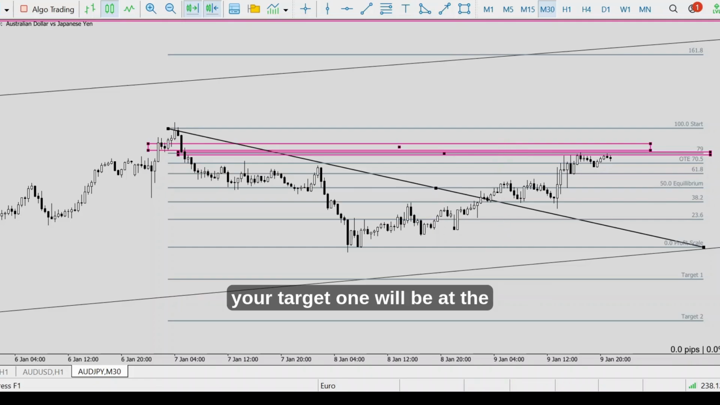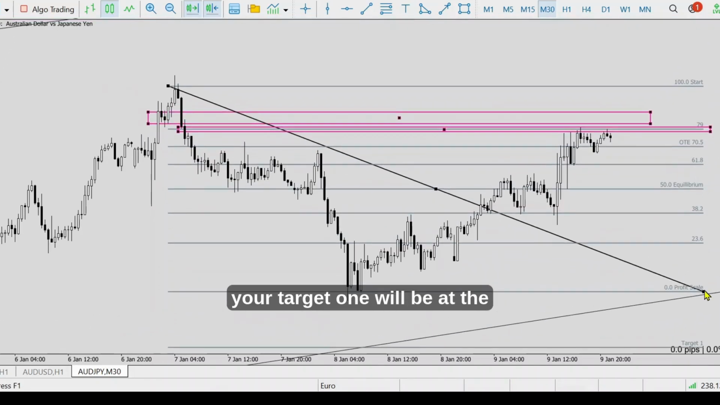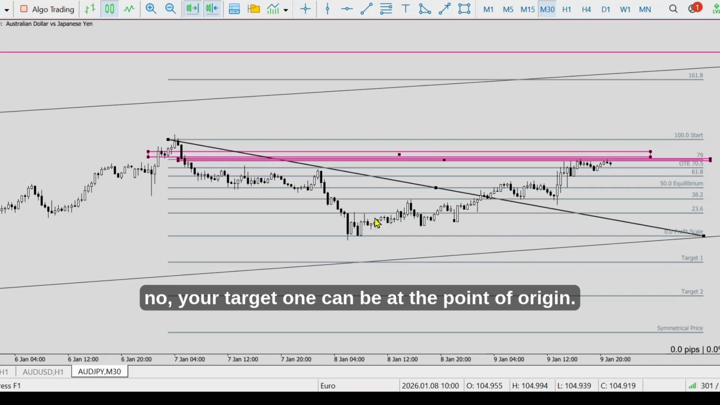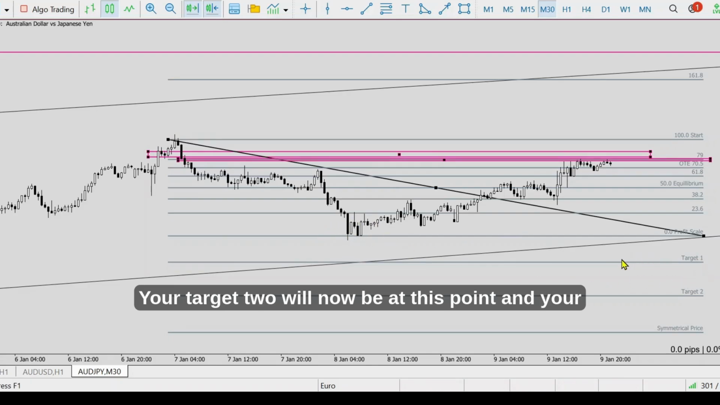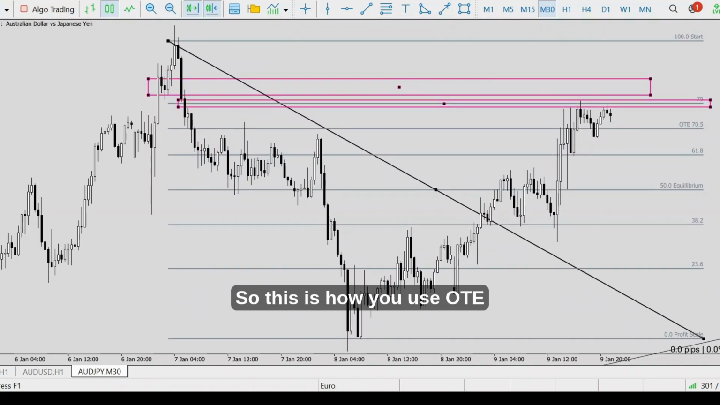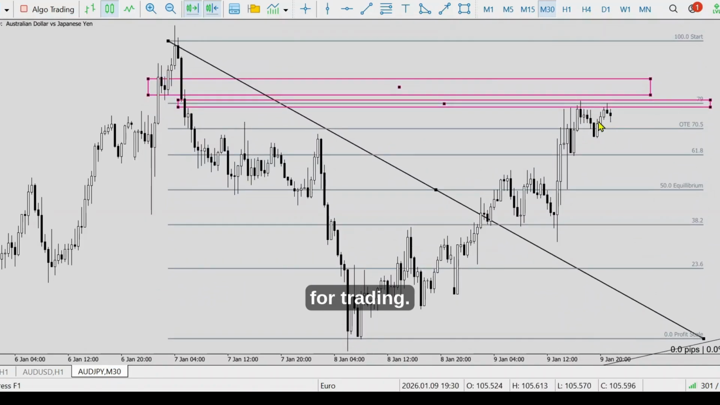So your target 1 could be at the symmetrical area. Your target 1 can be at the point of origin. Your target 2 will be at this point, and your target 3 will be at this point. So this is how you use OTE for trading.